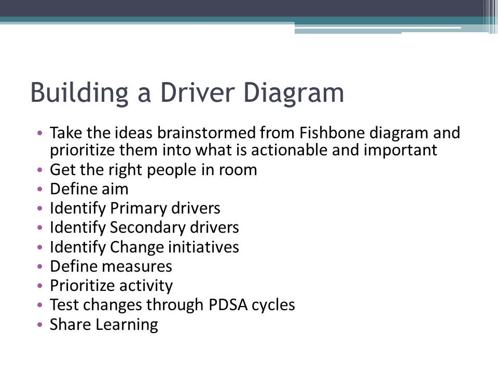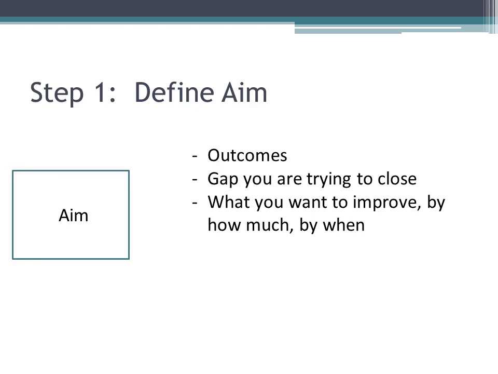So the steps in building a driver diagram are essentially, obviously, to start with getting the right people in the room, defining the aim, identifying primary and secondary drivers, identifying your change initiatives, defining measures, and then prioritizing your activities for your PDSA cycles. And we're going to talk about each of these steps in more detail as we go through the session today. The first step is to define your aim.